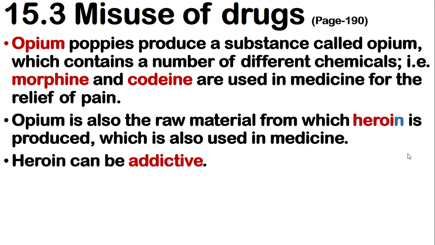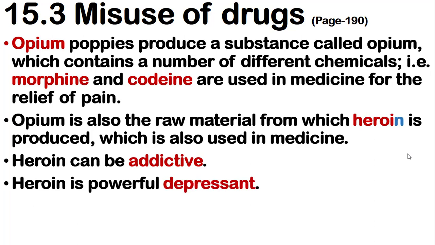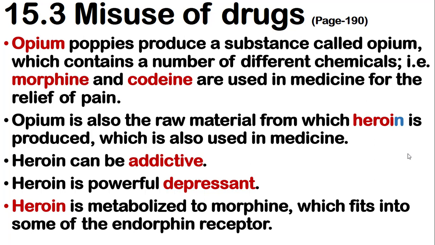Heroin can be addictive. It means that once a person uses heroin, it becomes addictive. Not each and every person gets addicted to heroin, but most of the people do. Heroin is a powerful depressant. Depressant means it slows down the activity of the brain. Heroin is metabolized to morphine, which fits into some of the endorphin receptors. Endorphins are actually hormones produced inside the body specifically after exercise. And endorphin is a feel-good hormone. It makes you feel good.